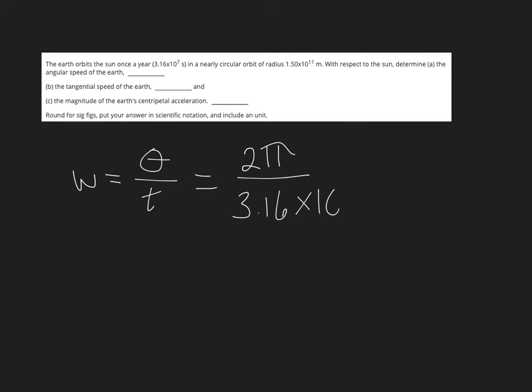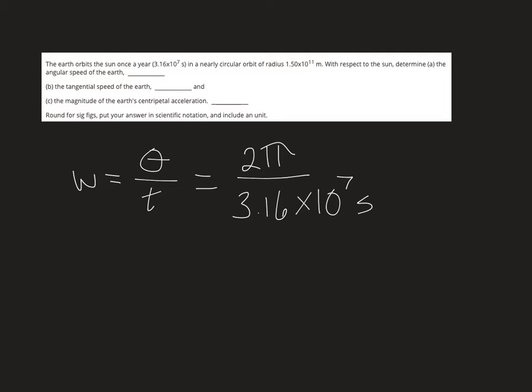So remember, angular speed is omega, looks like a W, radians per time, right? Per second. So if it orbits the Sun, that means that it has changed by 2 pi, and the time it takes to do that is 3.16 times 10 to the 7th seconds.